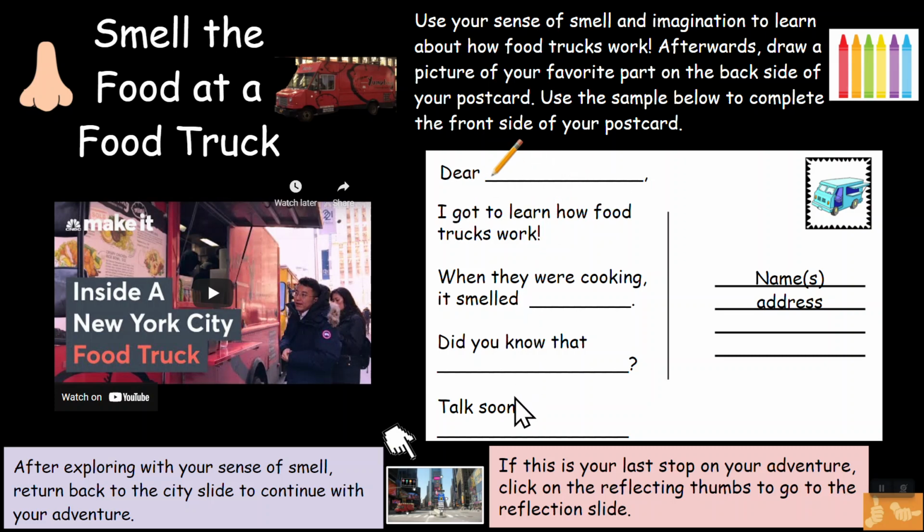On the front side comes where you write who it's going to. There's some sentence frame ideas. This one says, I got to learn how food trucks work. When they were cooking, it smelled, so you can fill in that blank. How do you think it smelled when you smelled the food at the food truck? You can share a fact. Did you know that? And then you put your fact there. Talk soon. You put your name right here on this line.